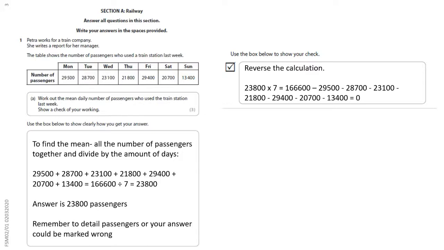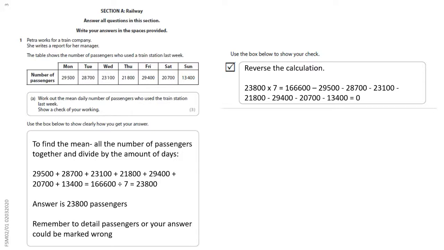So what we have here is an example of a typical functional skills question. What happens is there'll be a specific theme that might run through. In this specific instance, we're looking at railways. The individual here called Petra works for a train company. She writes a report for her manager. And the table shows the number of passengers who used a train station last week. So we have Monday, Tuesday, Wednesday, Thursday, Friday, Saturday and Sunday, and for each one of those days we have a number of passengers with a figure below it.